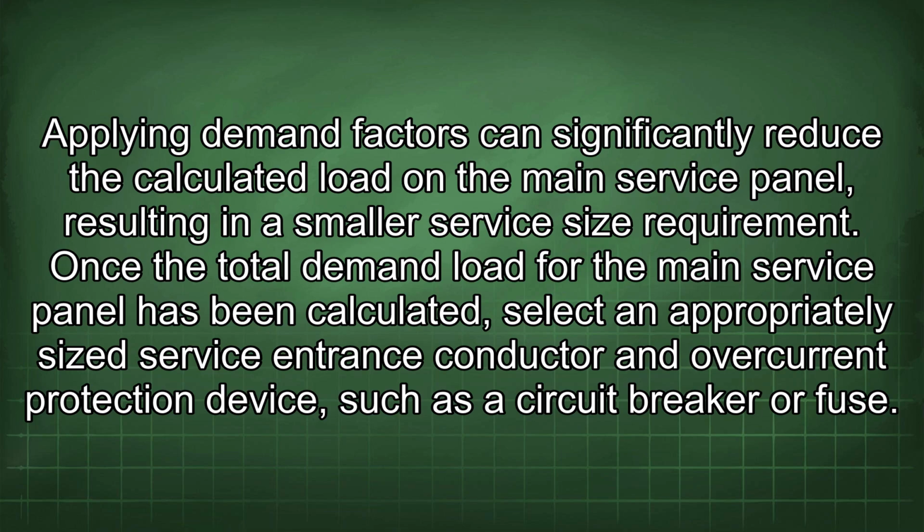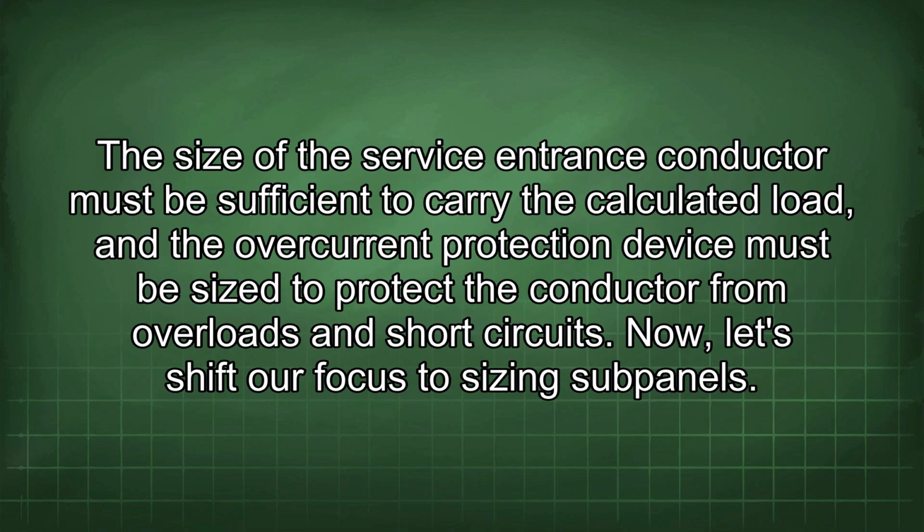Applying demand factors can significantly reduce the calculated load on the main service panel, resulting in a smaller service size requirement. Once the total demand load for the main service panel has been calculated, select an appropriately sized service entrance conductor and overcurrent protection device such as a circuit breaker or fuse. The size of the service entrance conductor must be sufficient to carry the calculated load, and the overcurrent protection device must be sized to protect the conductor from overloads and short circuits.